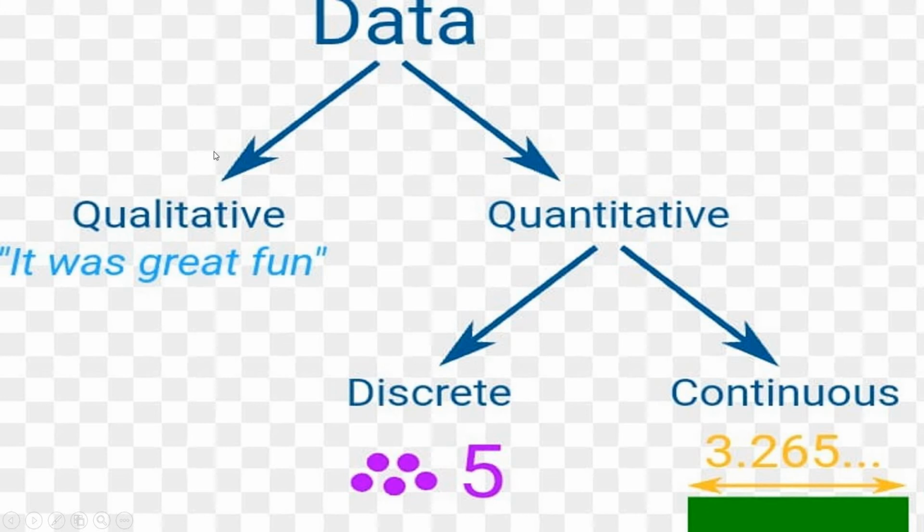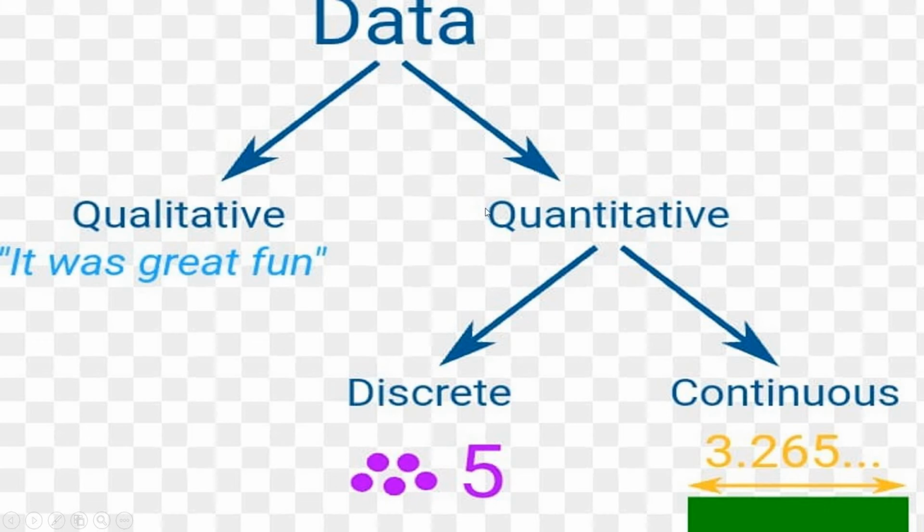Qualitative means it refers to quality. For example, it is given in a descriptive statement form, like Sachin was a good cricketer, Dhoni was a good cricketer. Okay, this is given when we read the newspaper, the different types of data given in the descriptive form, that will be an example of qualitative data.